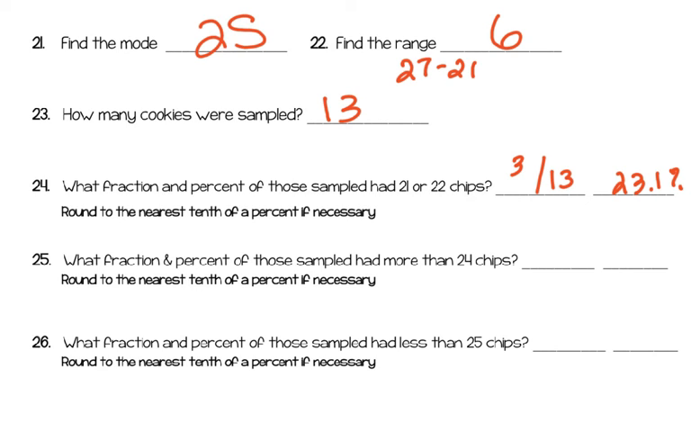What fraction or percent of those sampled had more than 24 chips? More than 24 does not count 24. So you should count that there are 8 out of the 13 that had more than 24 chocolate chips. That's 61.5%. And then last, what fraction or percent of those sampled had less than 25 chocolate chips? Less than 25 is not 25. If you look, you've got 5 cookies that had less than 25 chocolate chips, and that comes out to be 38.5%.